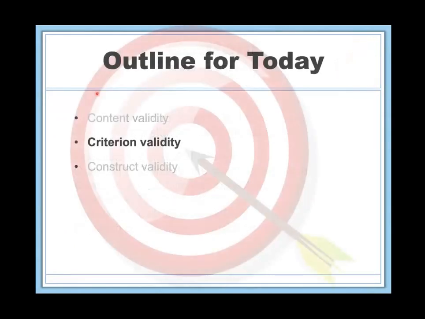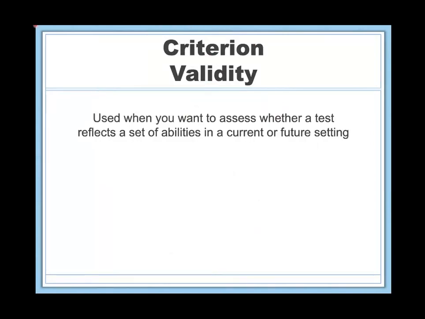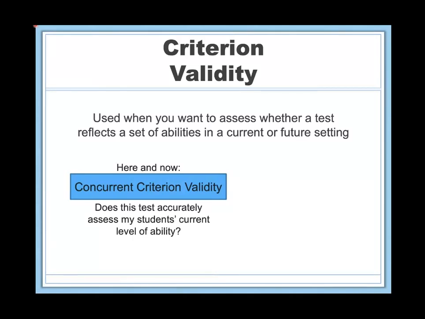Okay, so next let's talk about criterion validity. Criterion validity is used when you want to assess whether a test reflects a set of abilities in a current or future setting. And there are two types of criterion validity that are really important to know in order to fully understand what criterion validity is all about. First, we have concurrent criterion validity. So think about what concurrent means here. It means here and now, at the same time. So concurrent criterion validity is all about this question here. Does this test accurately assess my student's current level of ability?